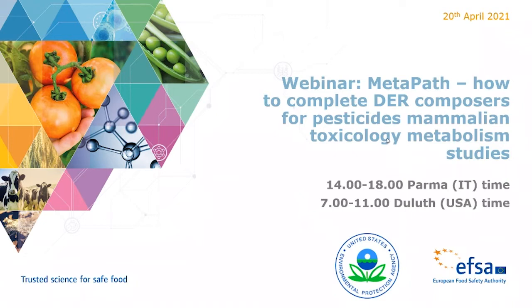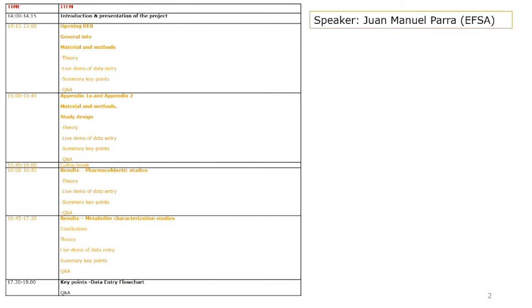Welcome to this webinar on MetaPath, how to complete the Data Evaluation Record, DER, composers for pesticide mammalian toxicology metabolism studies. We are running this webinar in collaboration with the UCPA. As you can see from the agenda, I will give you a brief introduction of the MetaPath project. And at the end of the webinar, I will summarize the key points.